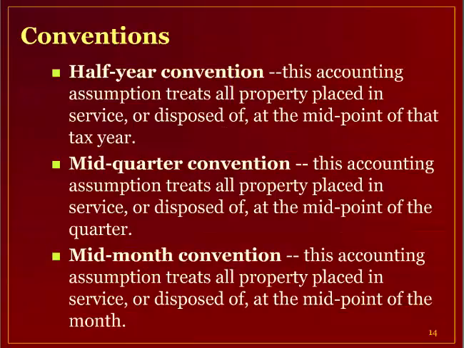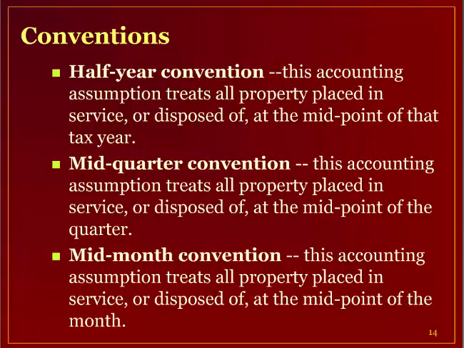Now you have this thing called conventions, and we've already talked about one convention this morning. We talked about the half-year convention, where we're talking about the tax credit and amortization. What do we mean when we're talking about the half-year convention? This is an accounting assumption that treats all property placed in service or disposed of at the midpoint of that tax year. So with the amortization, it doesn't matter when you planted those trees. The assumption is made that you did it on July 1, which most people don't plant trees on July 1, but it's at the midpoint of the year.